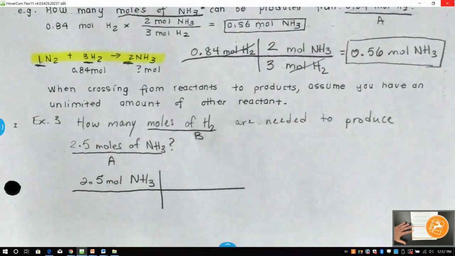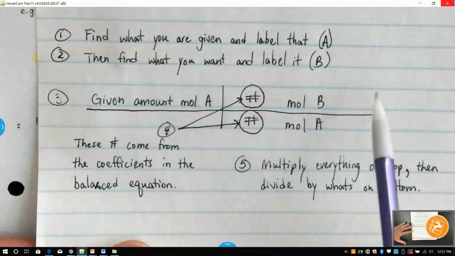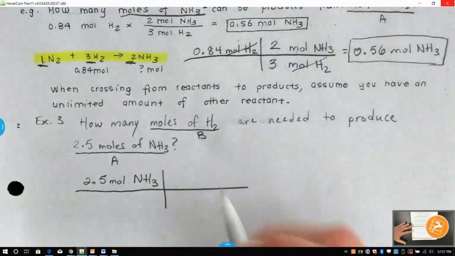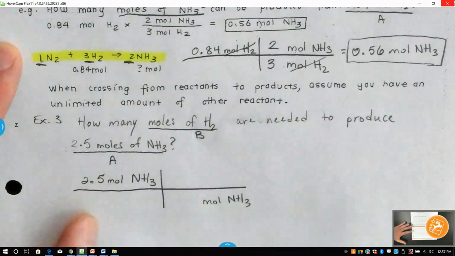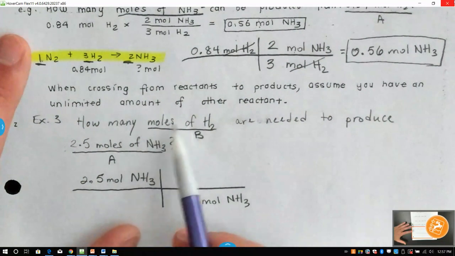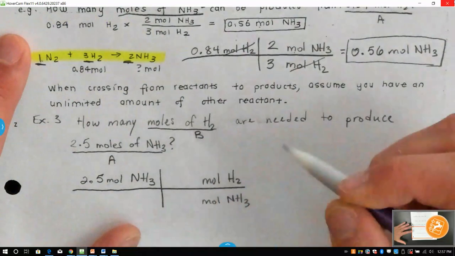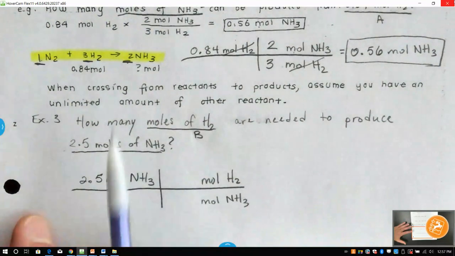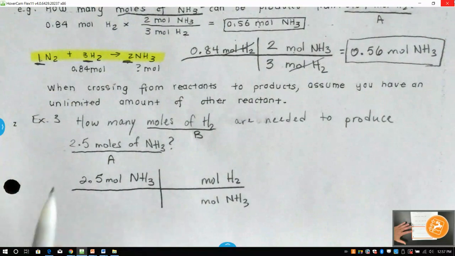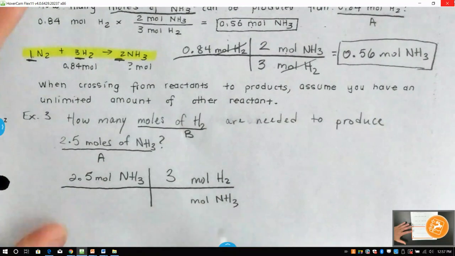Next step. That was our step three. Moles of B on top, moles of A on bottom, because we have to cancel out the NH3. So we need blank moles of NH3 on bottom. And what were we looking for? Moles of H2. So that is going to be what's on top. Now, these spaces, where do they get found from? Coefficients of our pieces up here. So what is the coefficient of H2? And what is the coefficient of NH3?